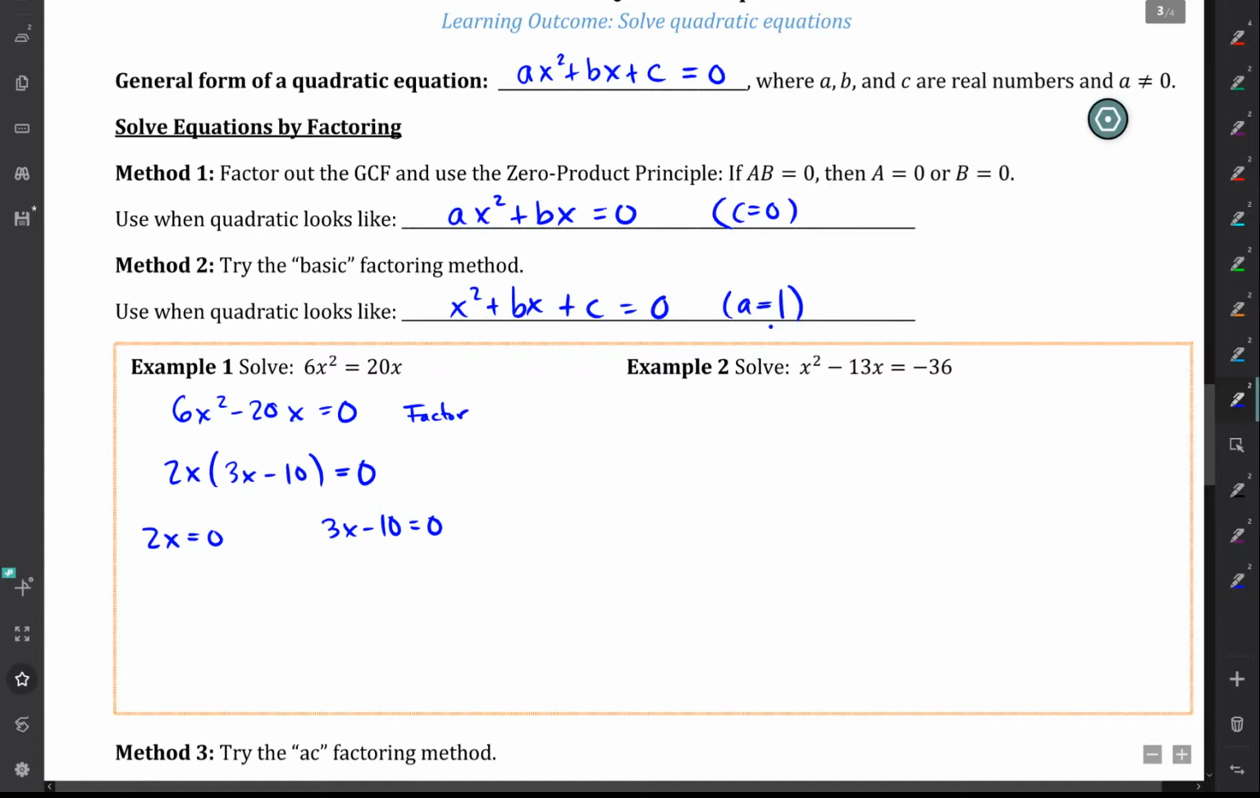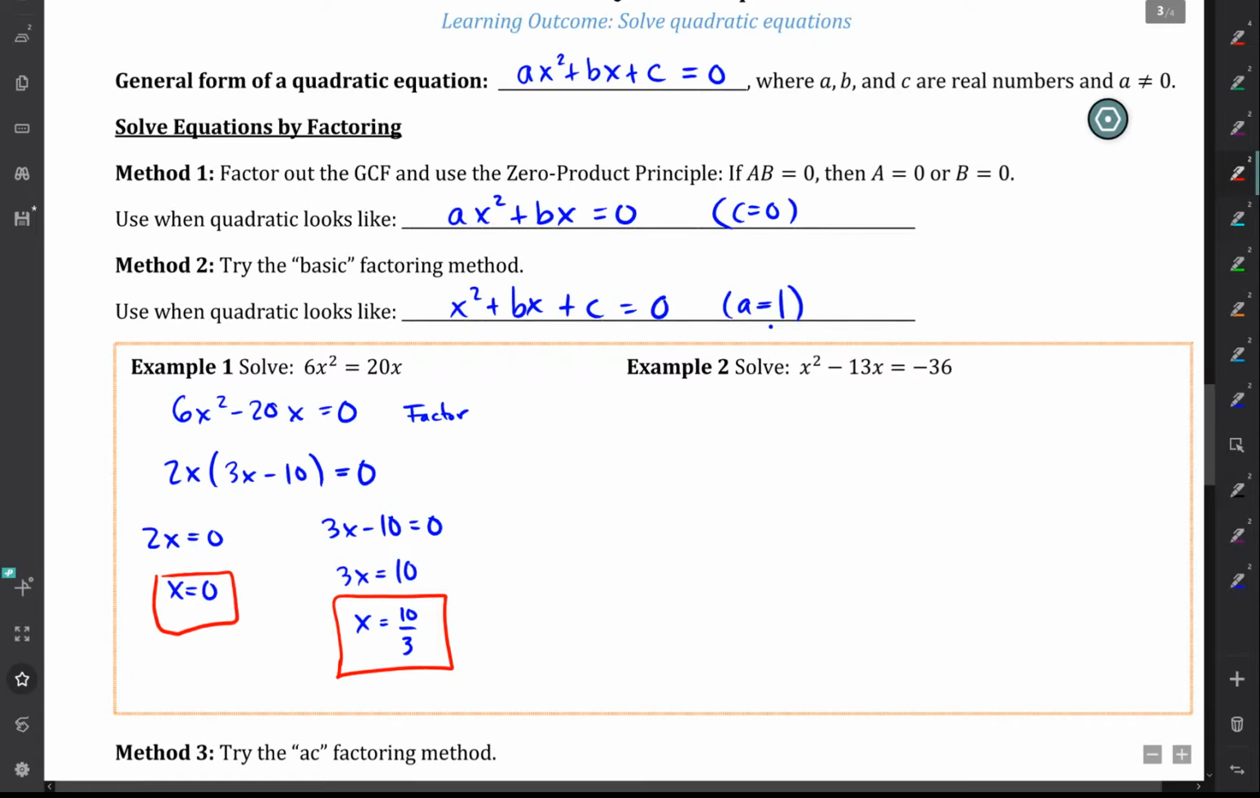Okay? And so in the first case, you get that x has to equal 0. And in the second case, you get that 3x has to equal 10. So that means x has to be equal to 10 thirds. So those are the two solutions in that case.